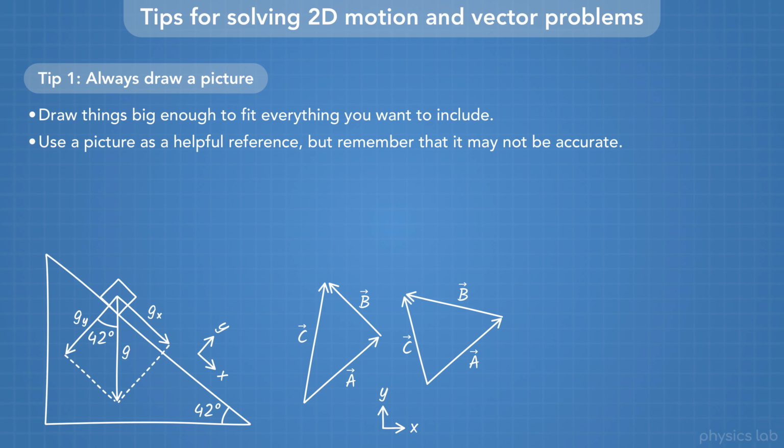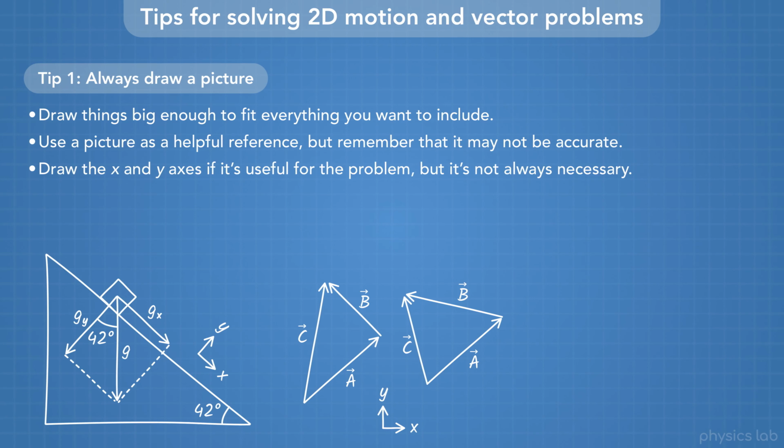For example, if we're given the magnitudes and angles of vectors A and B, and asked to find their resultant vector C, the vectors we draw might not be accurate enough to show us if C points in the positive or negative x direction. So it's always good to draw things out, but trust the math instead of your picture.